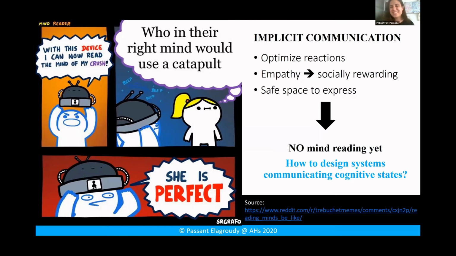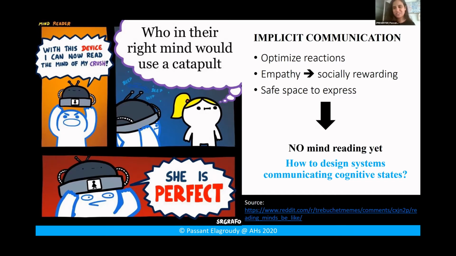Implicit communication has always been looked at and people have always wanted it, since movies like What Women Want, because then you can understand a lot about what a person is thinking. Once you figure out what a person thinks about, you can optimize your actions, you can show empathy, which is very socially rewarding, and it also gives space for introverts to express themselves safely. Unluckily, currently we still cannot read minds, but we can design systems that communicate a bit about our cognitive states, and people have the capability to make inferences once we communicate such cognitive states.